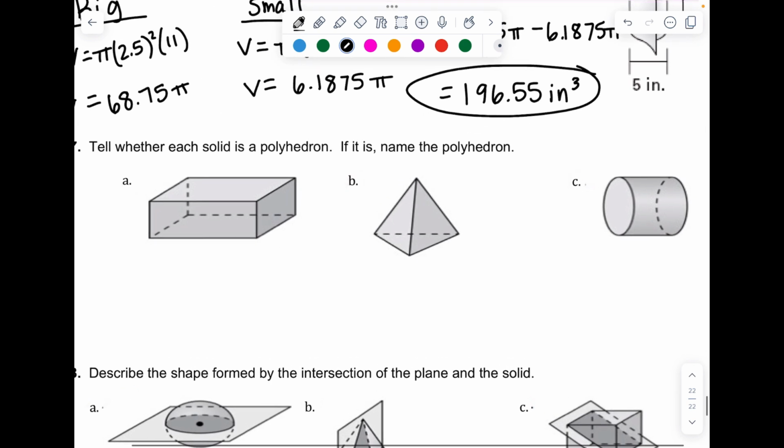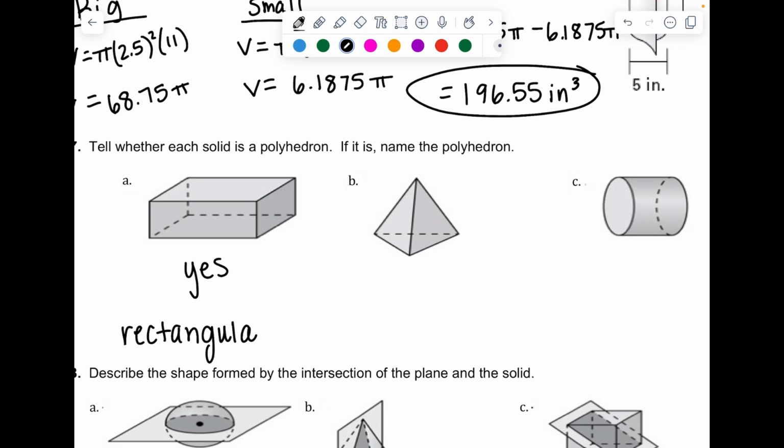Okay, 17. Tell whether each solid is a polyhedron. If it is, name the polyhedron. So a polyhedron's only characteristics is that it needs to be three-dimensional, it needs to have all straight sides, no curved sides, and it needs to be enclosed. So if I look at A, it's three-dimensional, it's closed, and all the sides are straight. So yes, it is. Now to name a polyhedron, it's either a prism or a pyramid. This is a prism because all of its sides are rectangular. And to be more specific, it's a rectangular prism.